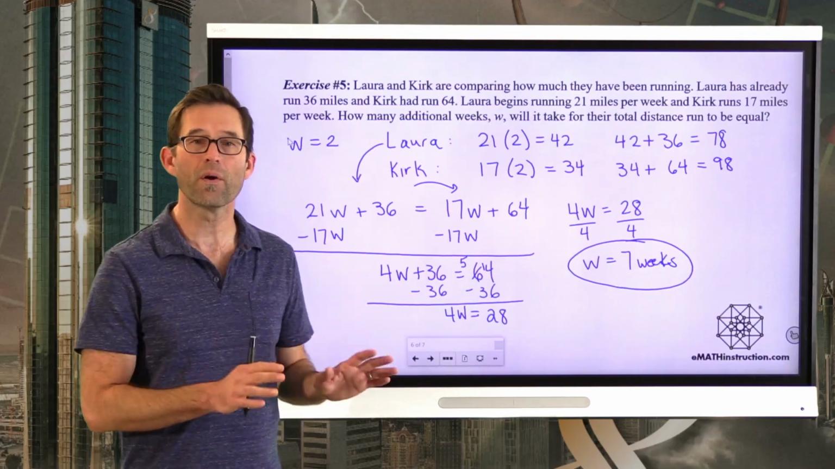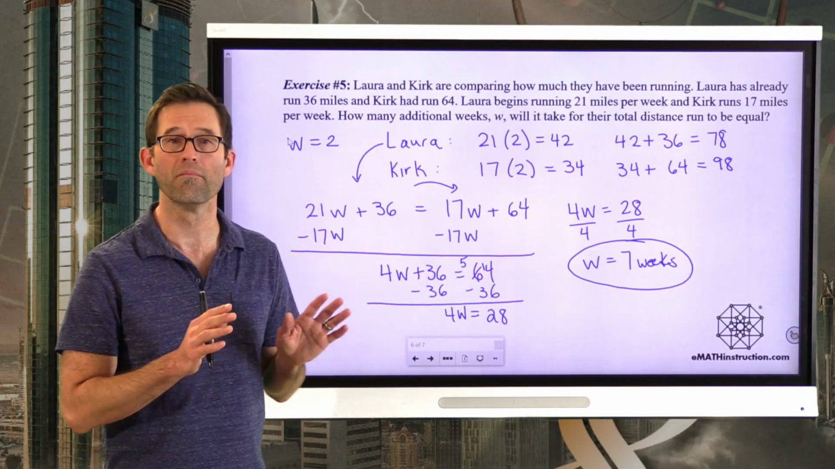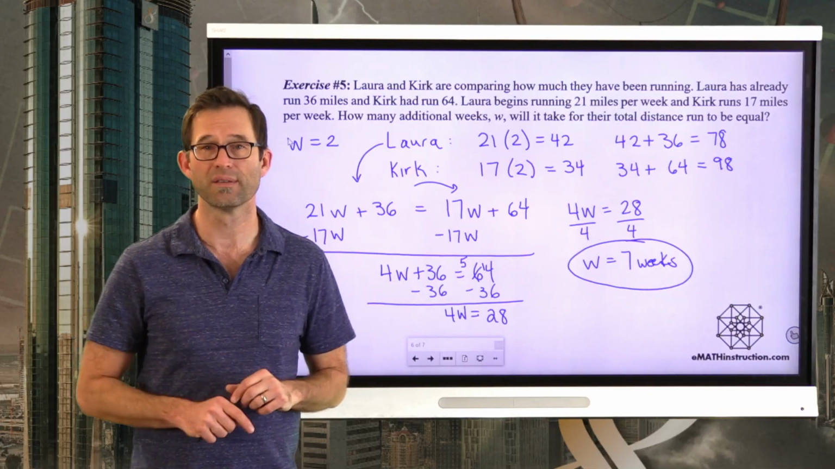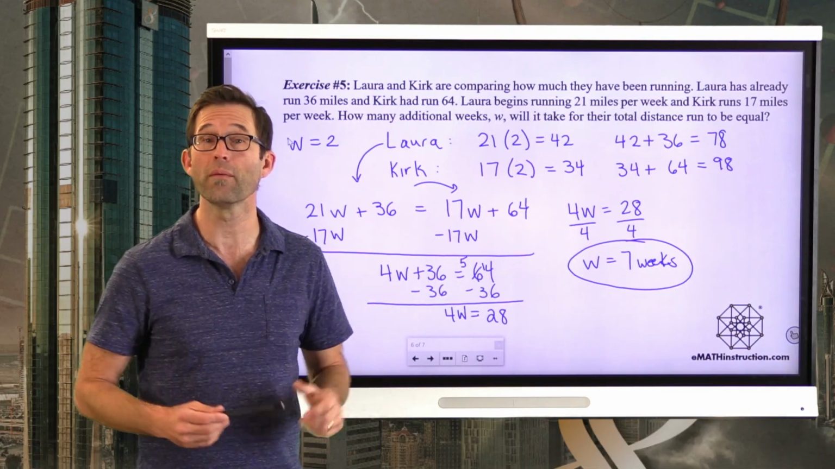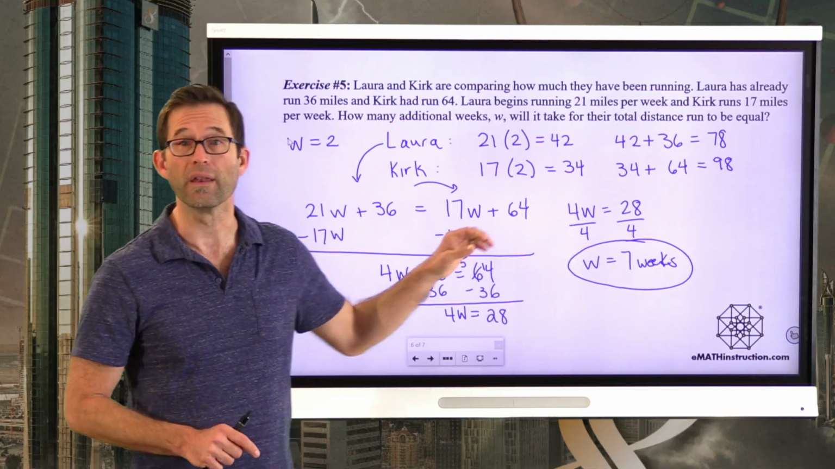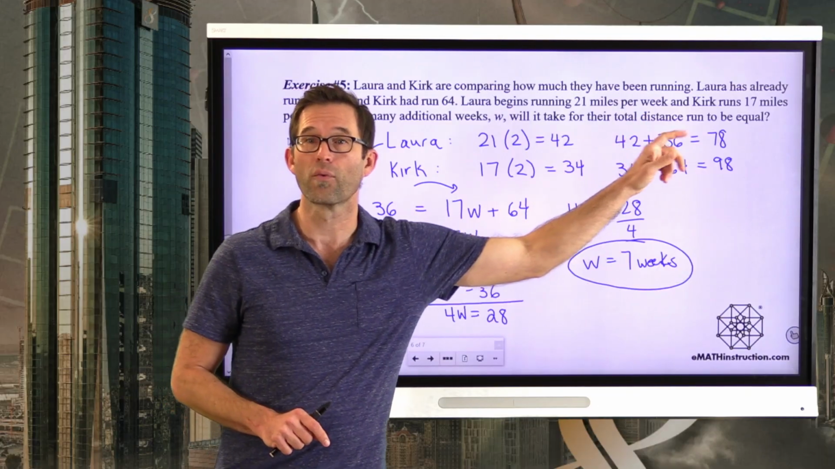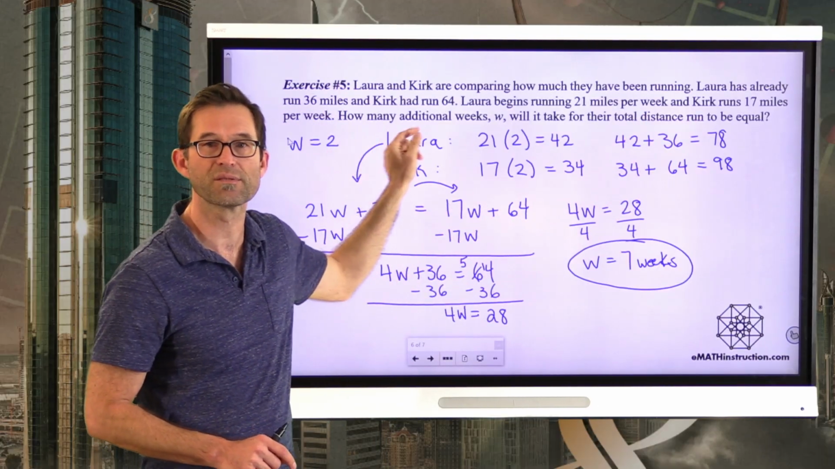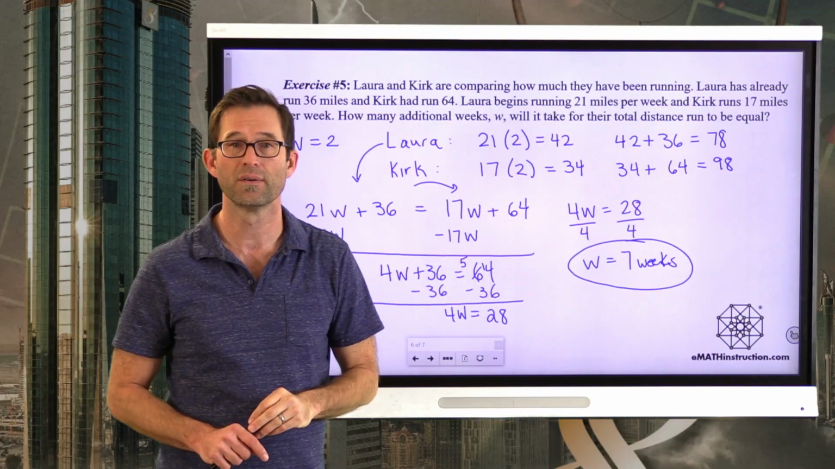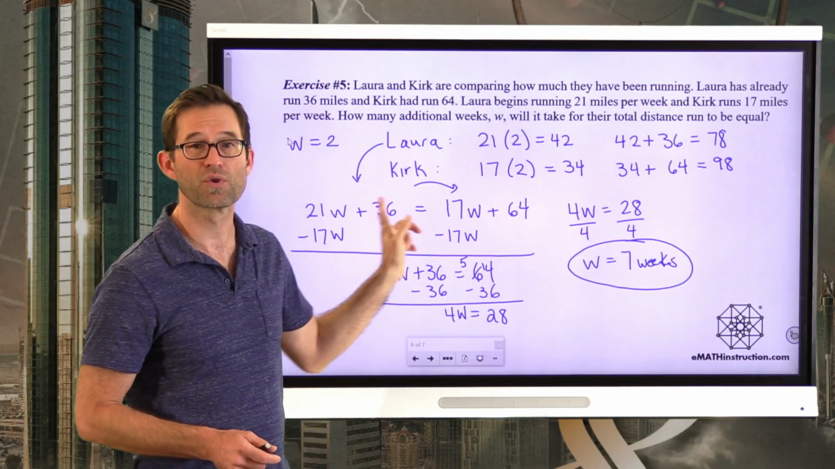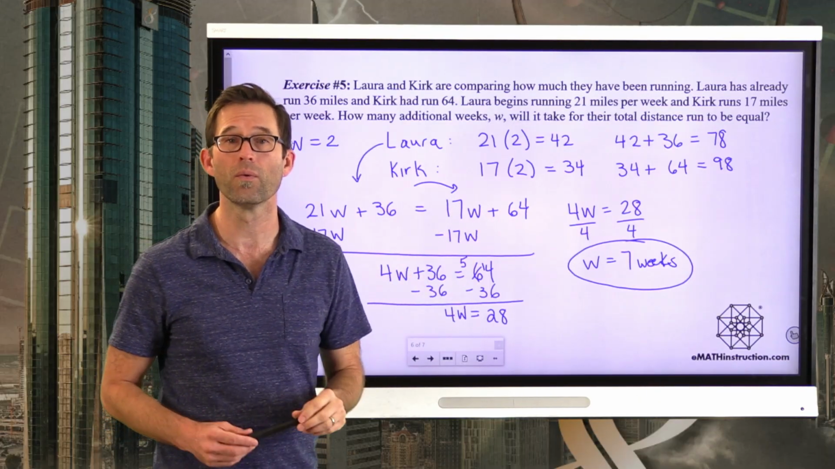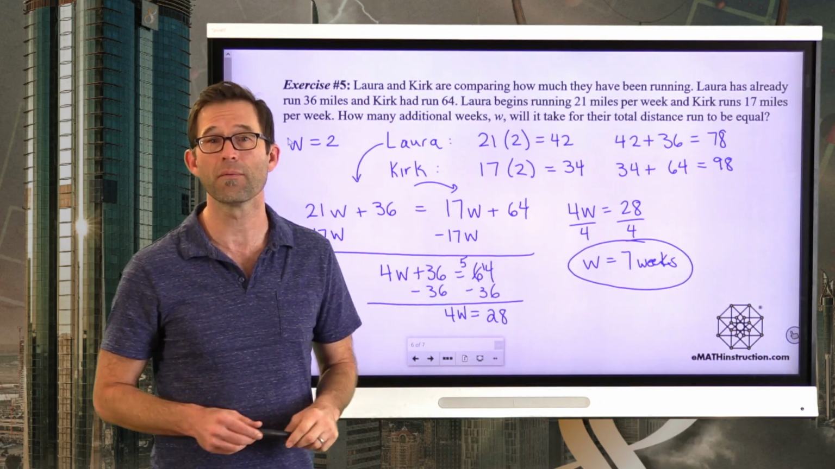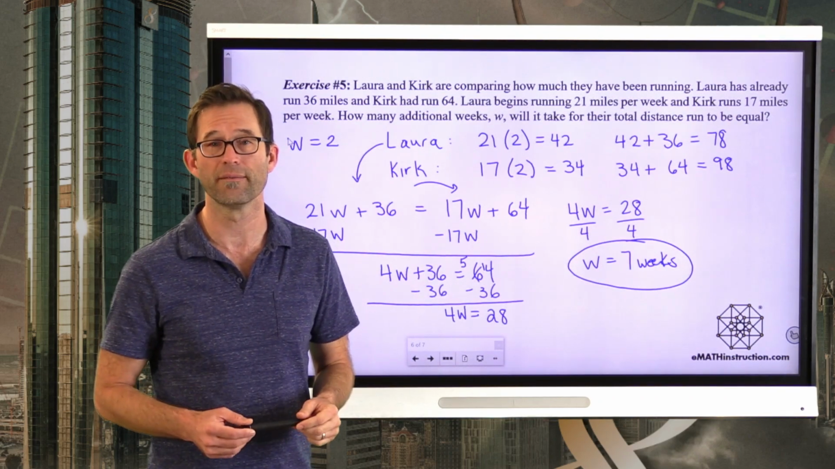All right. Very good example of where we can model a scenario where we end up having a variable on both sides of the equation. And really this comes down to a rate problem again. We have a rate, miles per week, another rate, miles per week, and then we have some initial amount, 36 miles and 64 miles. By setting up these two rate equations and setting them equal, we can then find out how many weeks it'll take for Laura to catch up to the same amount of distance that Kirk was starting at.